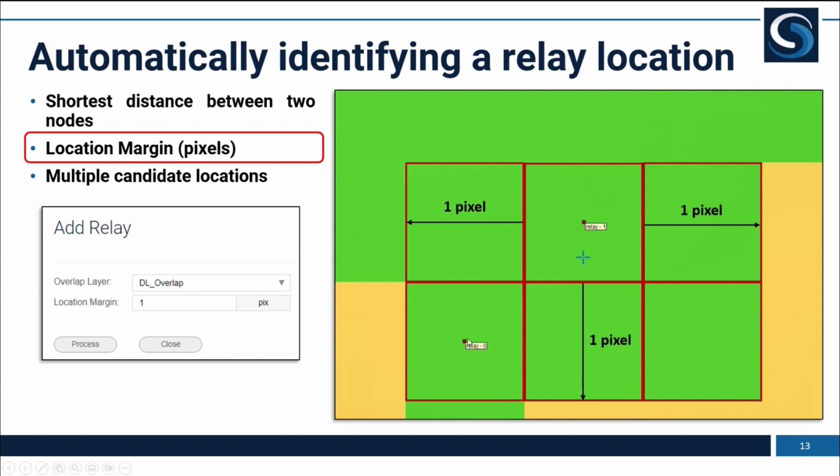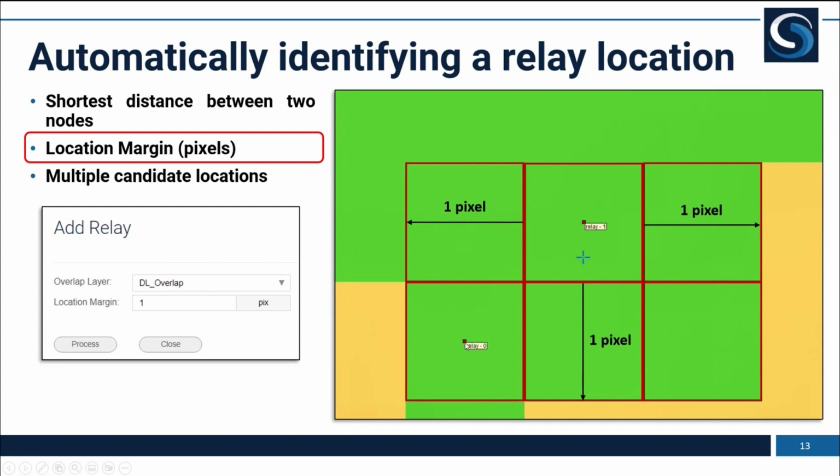So here I have an example of two potential relay locations. One is entered with a 0 margin, and the other one with a 1 margin. This is the location margin field in the add relay function box you see on the left. So that's where you define your margin in this field. So we can see both of these red relay points. They're inside the green pixels, so that's fine.